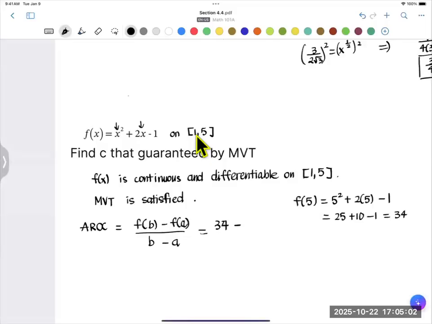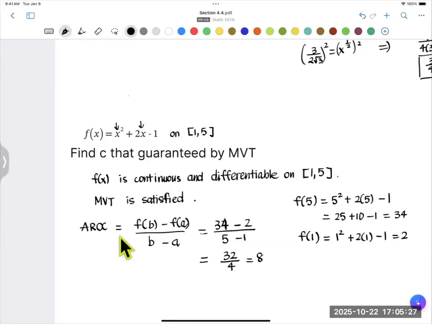And then minus f of a. f of a is f of 1. So it's going to be 1 squared plus 2 times 1 minus 1, which is 2. So minus 2, all over 5 minus 1. So which is 32 over 4. And that will be 8. Okay, so AROC gives us 8.